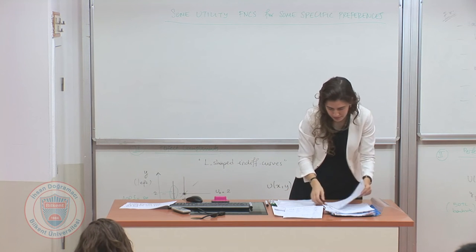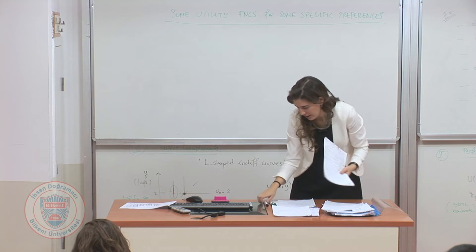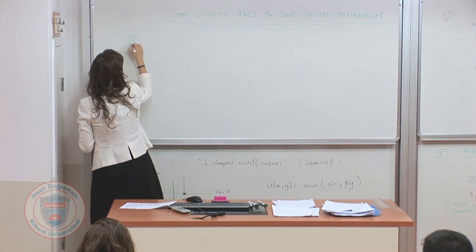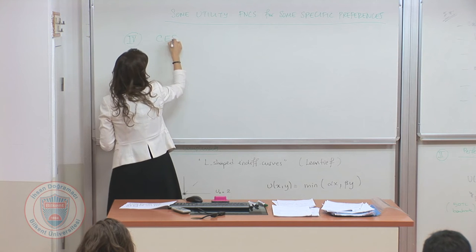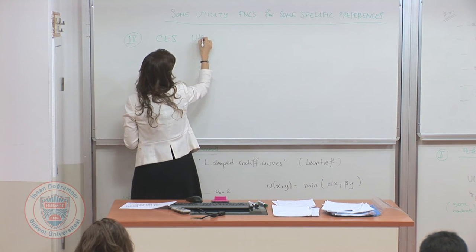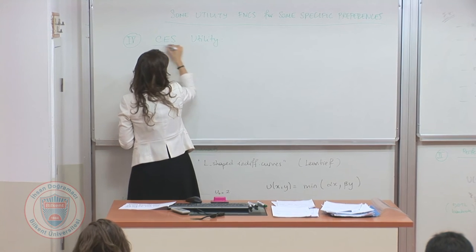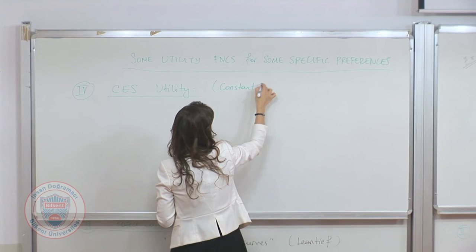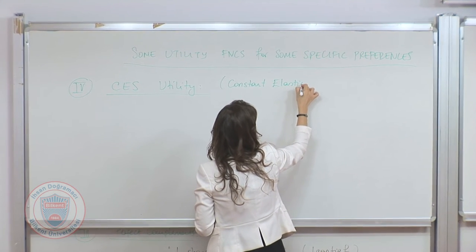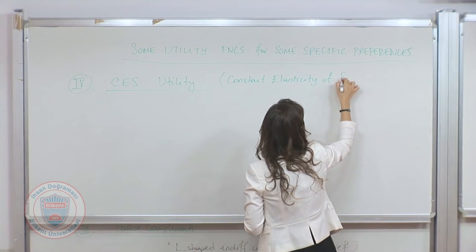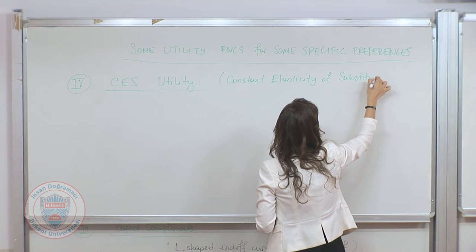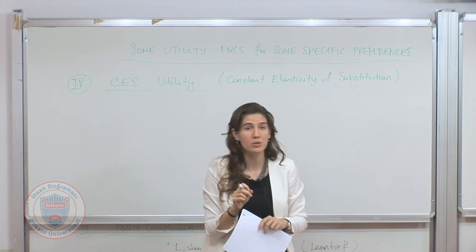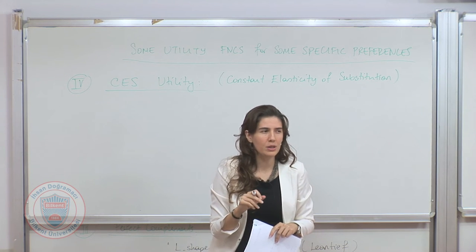So let me give you the form. This is going to be the fourth one. It will be called CES utility, and CES means constant elasticity of substitution. Now we will understand what elasticity of substitution means, okay? So basically we'll see.